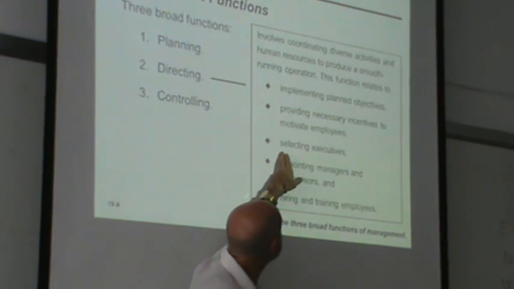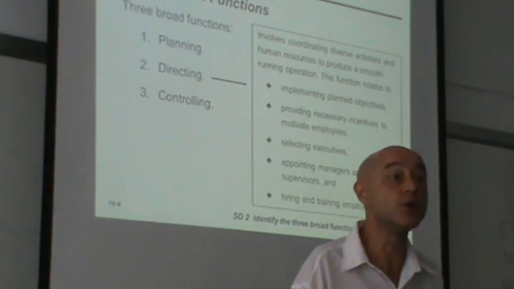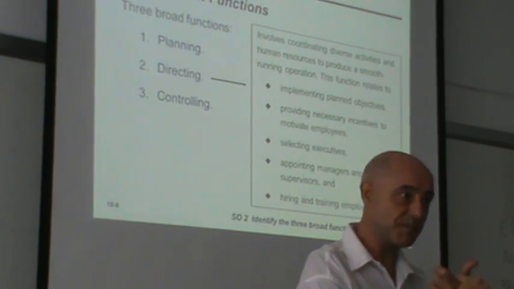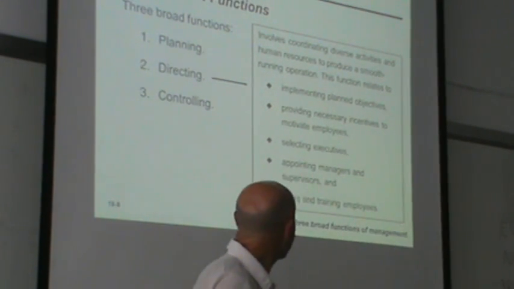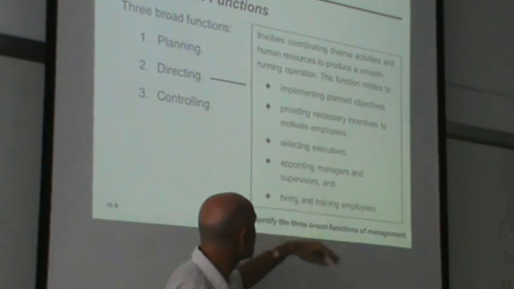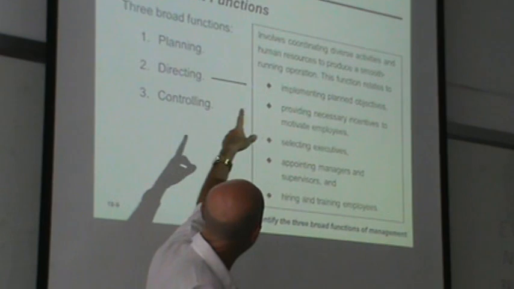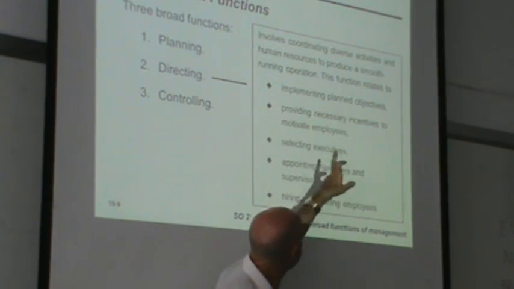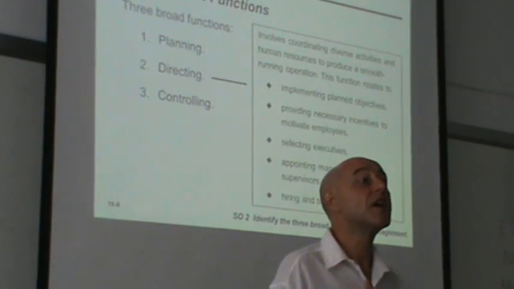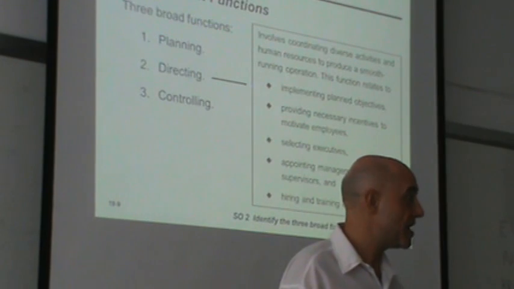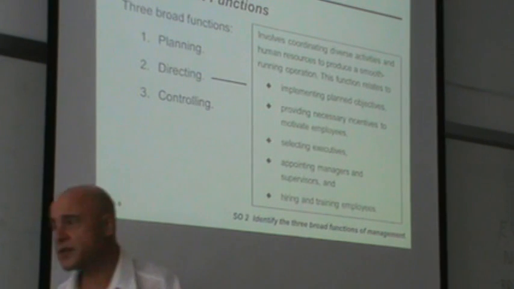Next one is you need to select executives. You need to get good managers, okay? You need to get good people. So, you gotta get the people and you gotta get them to work, okay? And again, it's about appointing managers, supervisors, and finally hiring and training employees. So this whole directing thing is mostly about employees, executive managers, employees. It's about people. So this function is mainly about people. Controlling is, let's see.